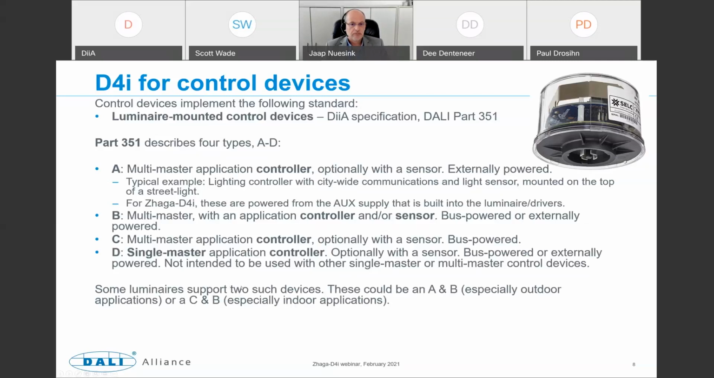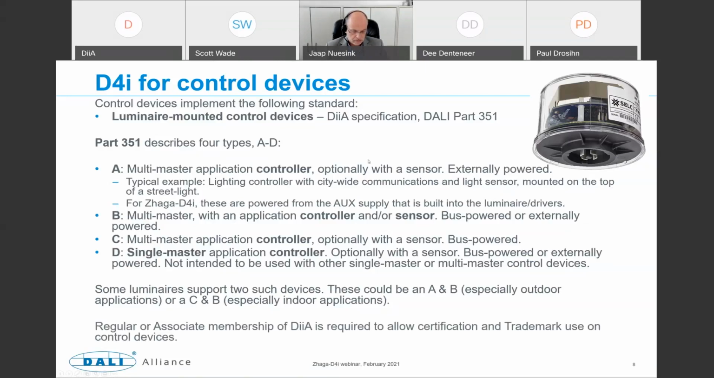Now, some luminaires will support 2 of these devices, so they could have 2 receptacles, 2 connectors for these. And for outdoor, that's what A and B is targeted at, so types A and B. So you could have one of type A and one of type B attached to an outdoor luminaire. You can't have 2 A's or 2 B's. You can either have one of these or one of each. And for indoor applications especially, you can have a C and a B. So that's one of either of those or one of each. And of course, any of these could have a type D attached on its own. You cannot have another one of these with a type D.